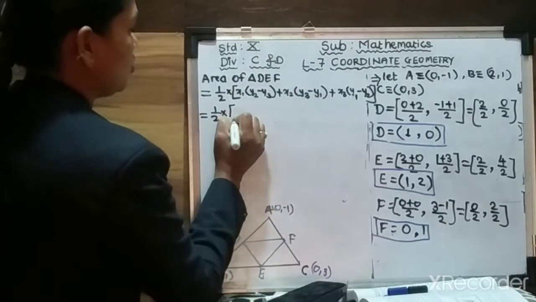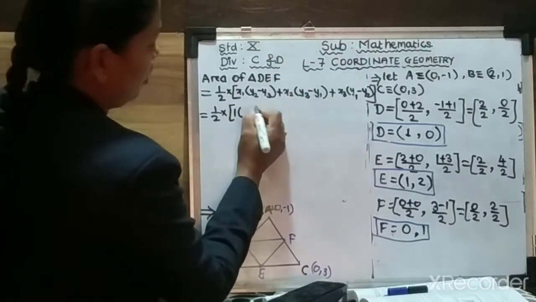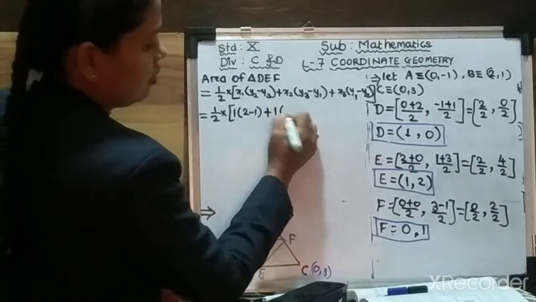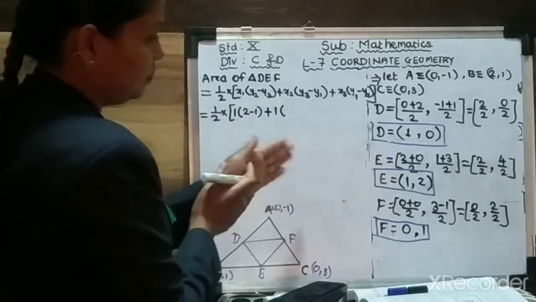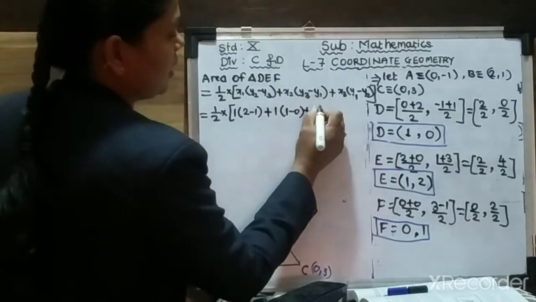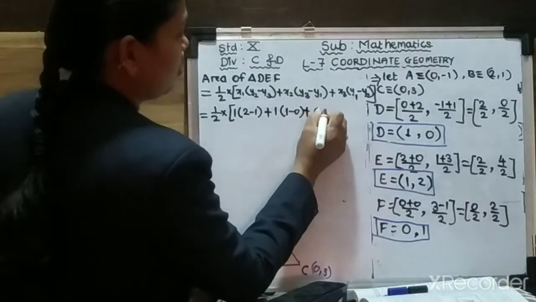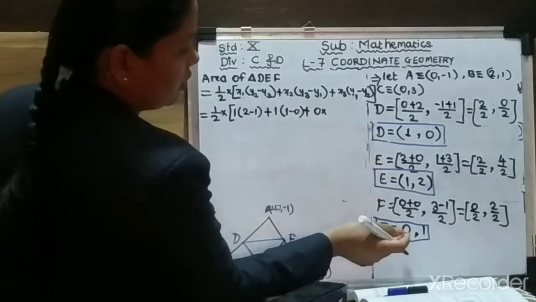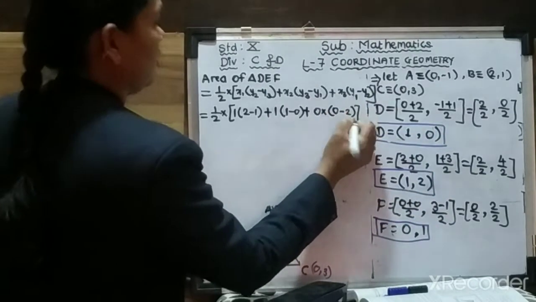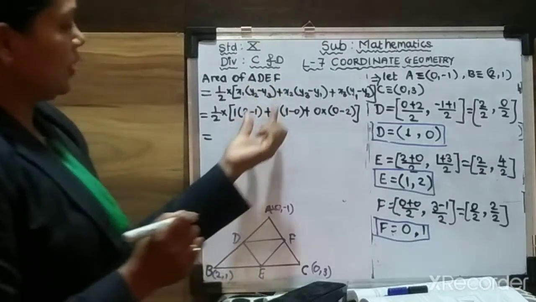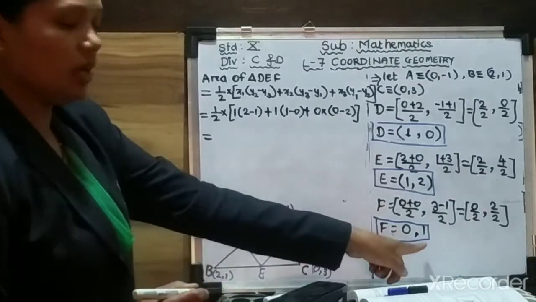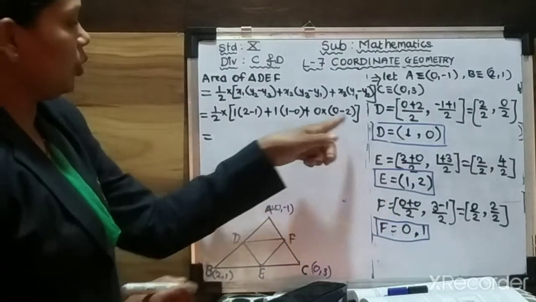So x1 is 1 in a bracket 2 minus 1, plus x2 is 1 by 3 into 1 minus 0, plus x3 is 0 into 0 minus 2. Right? So we have just put the coordinates: this is x1 y1, x2 y2, x3 y3. Accordingly we have put over here.